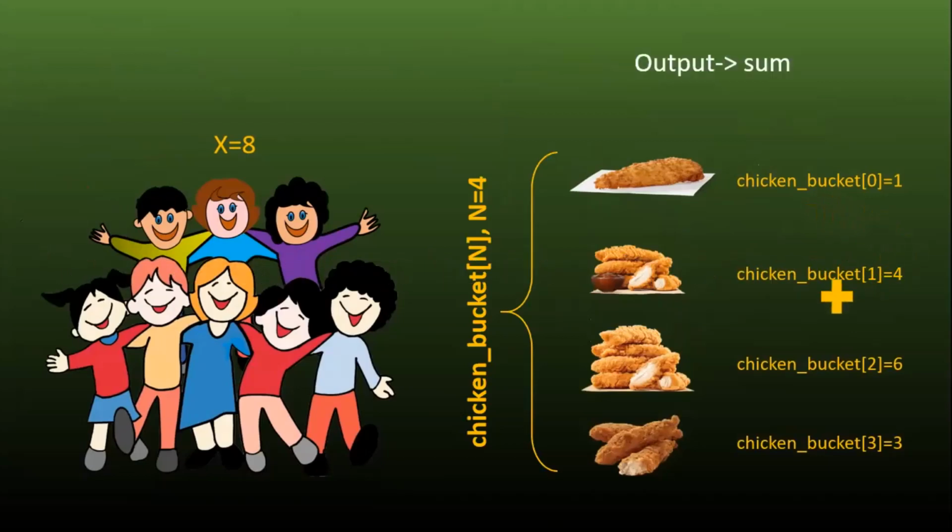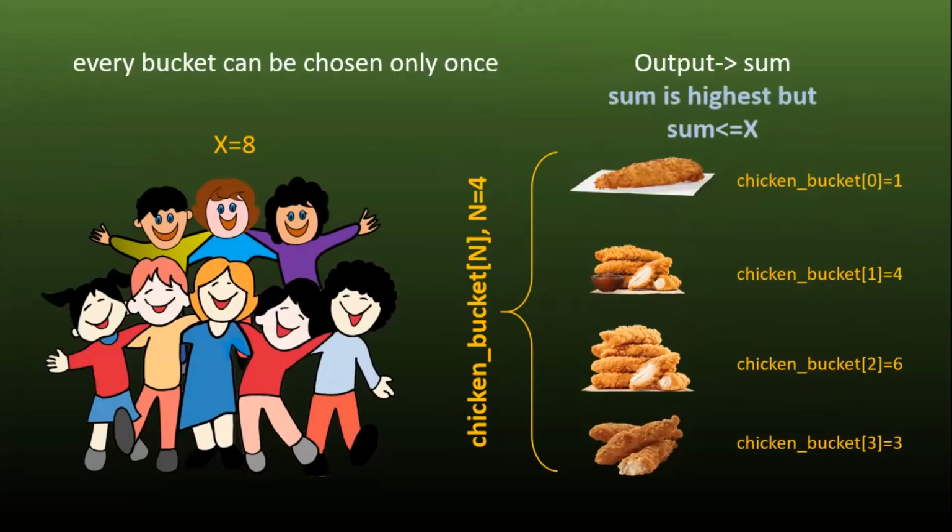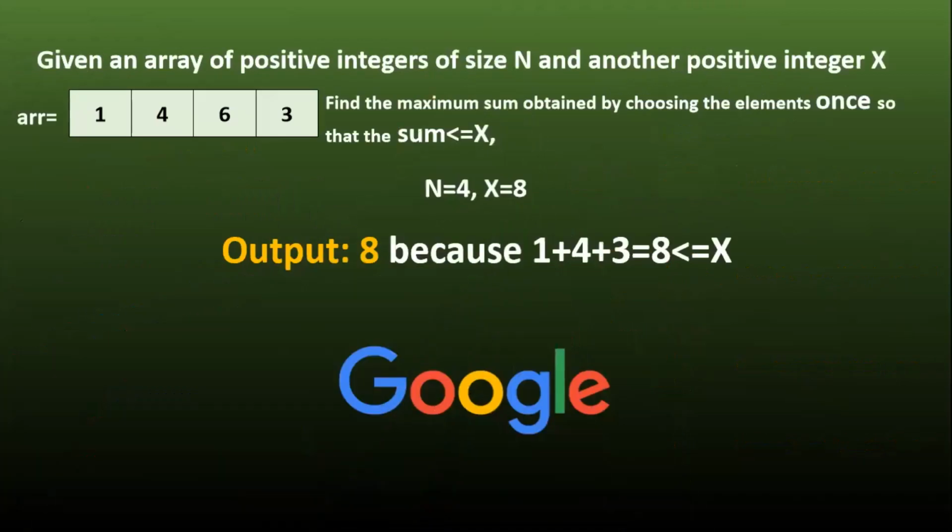So how will my friend choose between these offers so that he can bring the maximum number of chicken strips but it is not more than the number of guests that are invited? So let's summarize the problem. We will be given an array of positive integers of size n and another positive integer x. Now we have to find the maximum sum that can be obtained by selecting any of the elements only once, but there is one constraint, which is that the sum should be less than or equal to x.